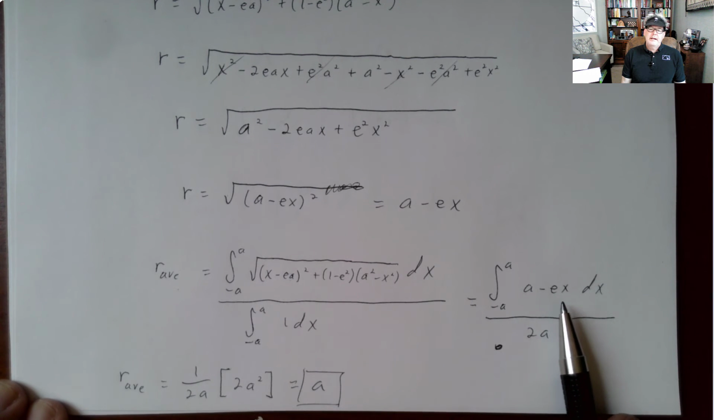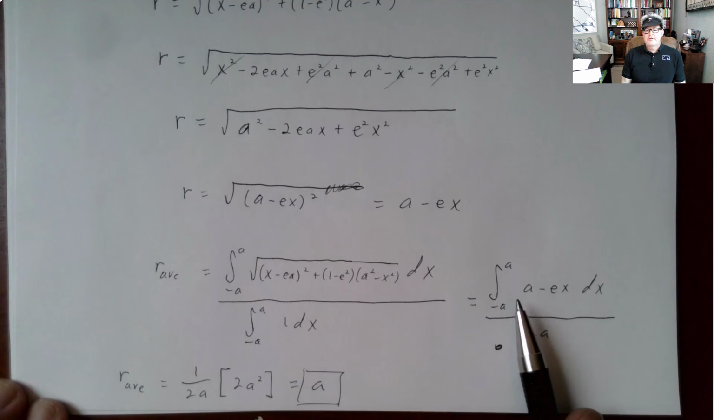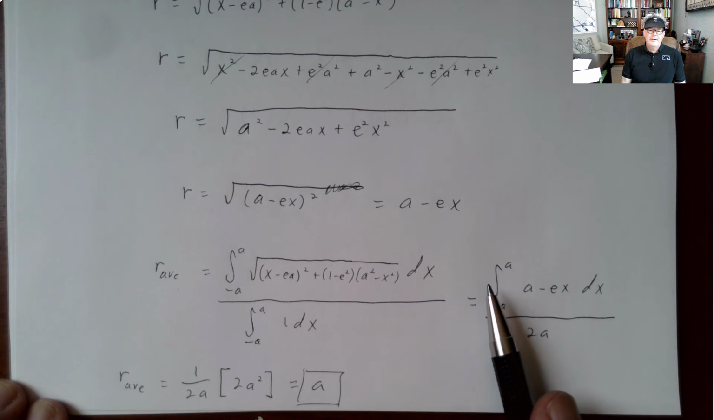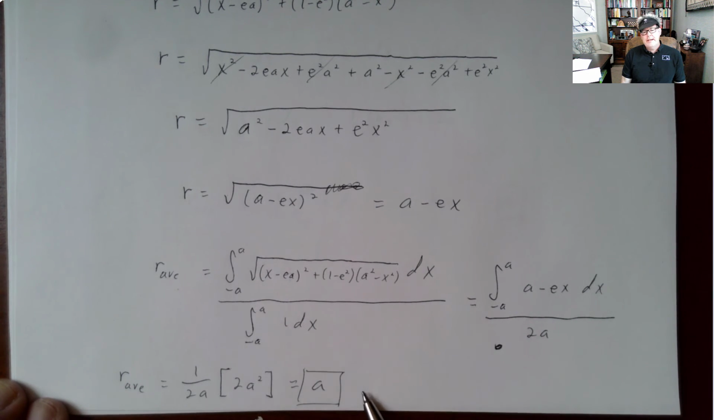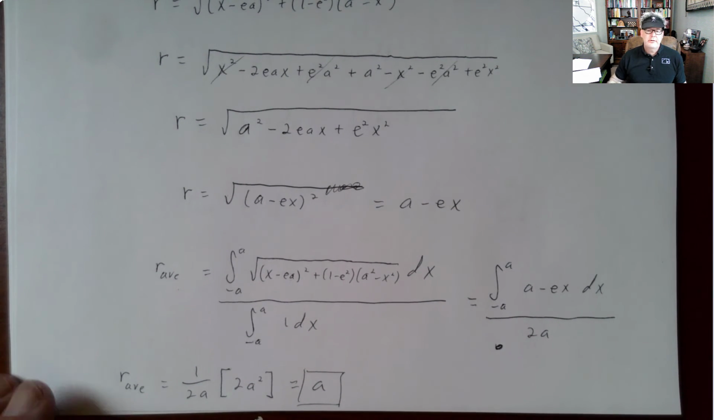This part, I didn't bother with an antiderivative because it's an odd function with symmetric limits, so we know that part will be 0. Anyway, so we get a. So that's what he should have gotten. He should have gotten a.